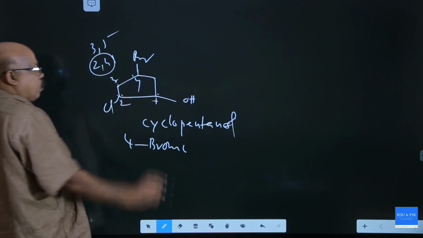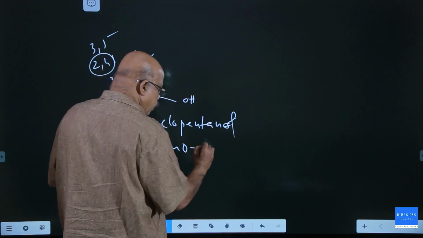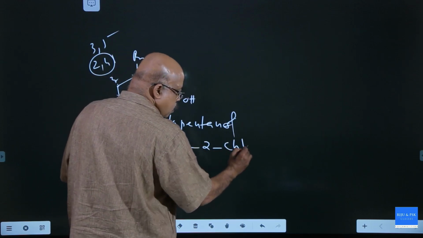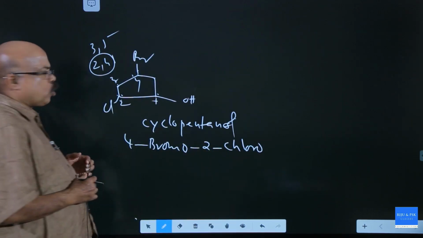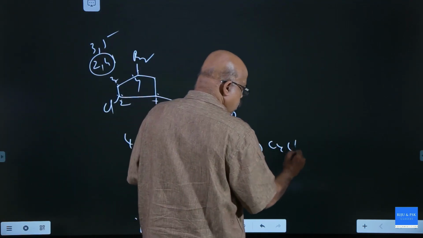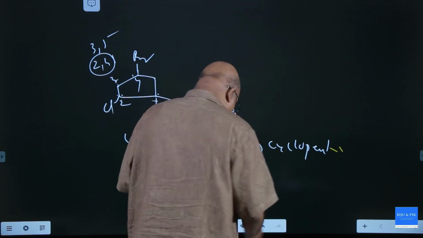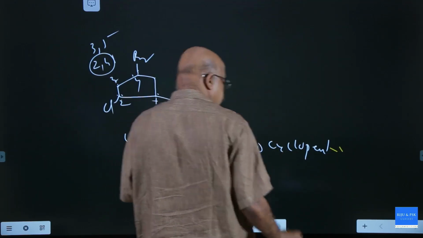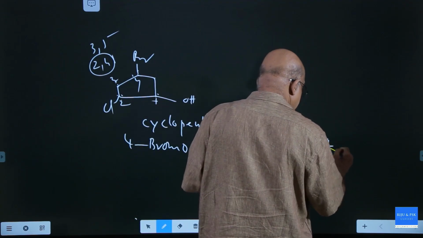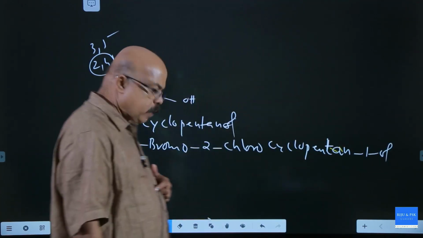1, 2, 3, 4. 4-bromo. 2-chloro. 4-bromo-2-chlorocyclopentanol. Right?